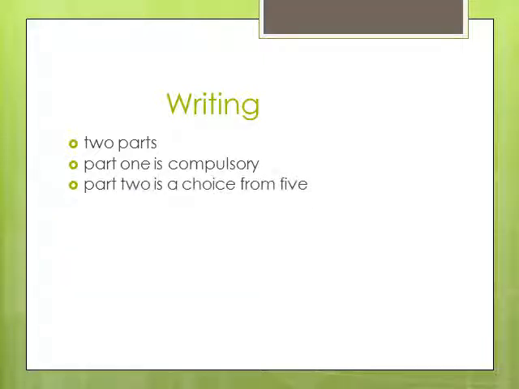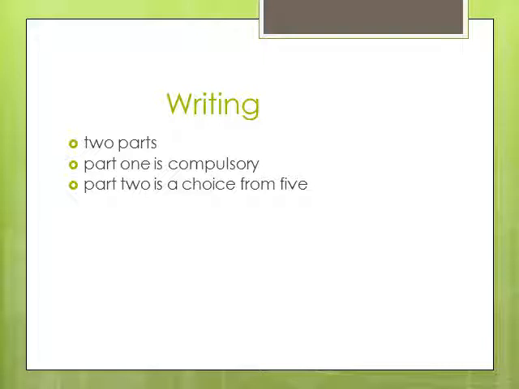And this one has 2 parts. So you're doing 2 pieces of writing in 1 hour and 30 minutes. Part 1 is compulsory. That means you have to answer it. Part 2, you have a choice of 5 different writing types. So if you're not very good, for example, at, let's say, writing an article, there might be something about writing a report or writing about a set text. So you have this choice, and it means that you have more opportunities to write about things that you'll be good at writing.